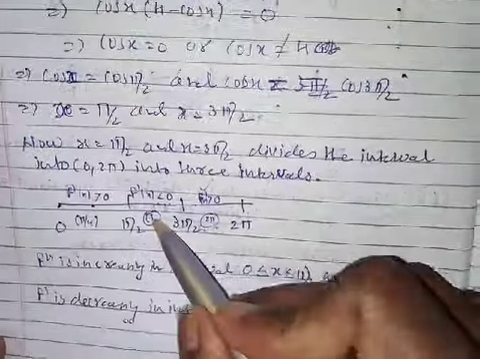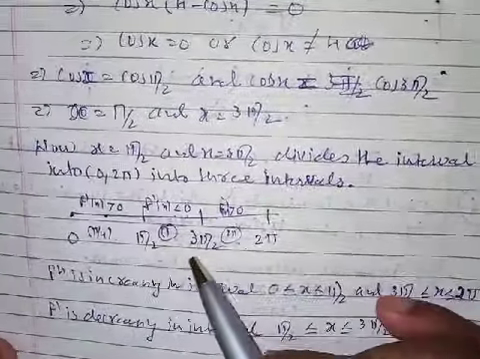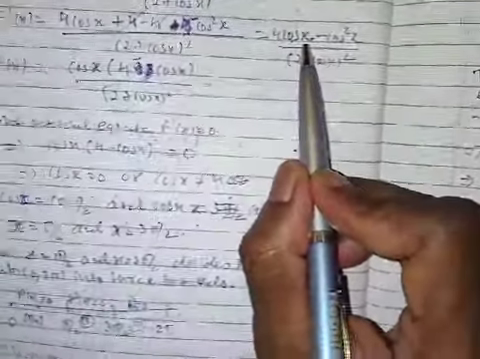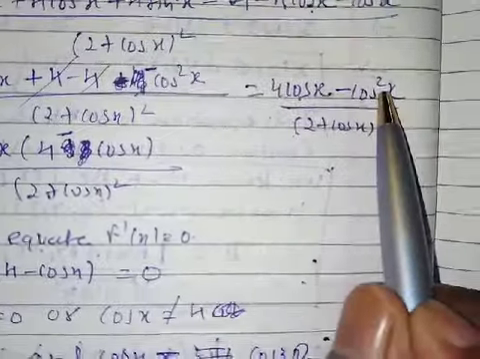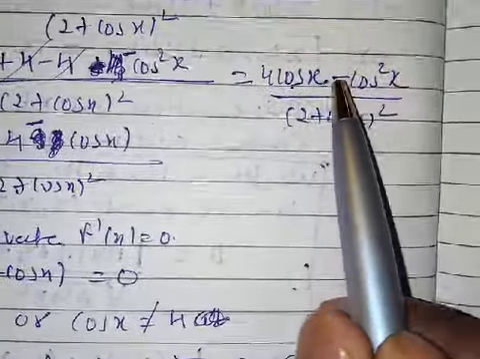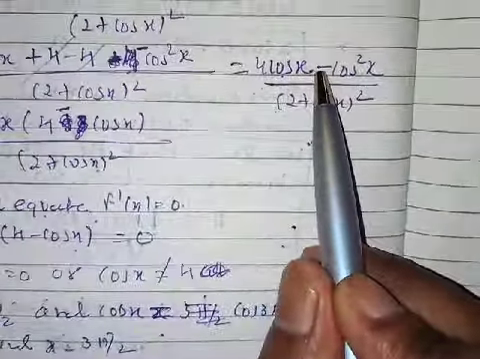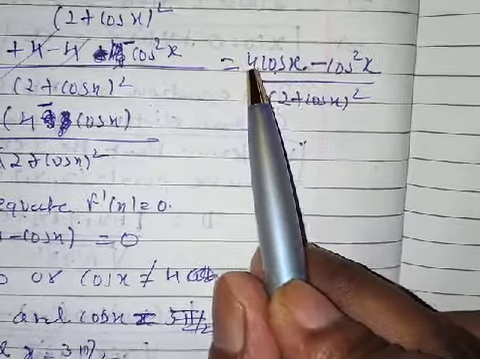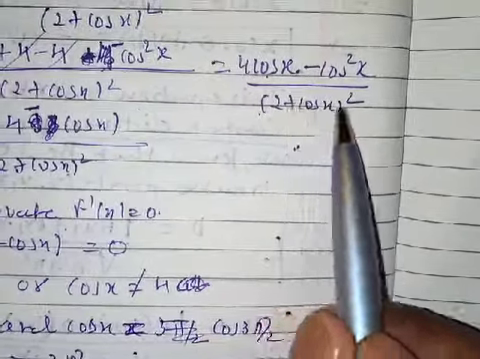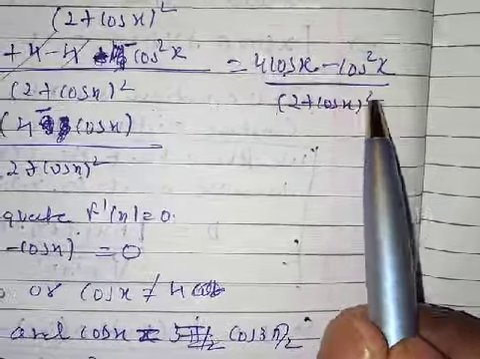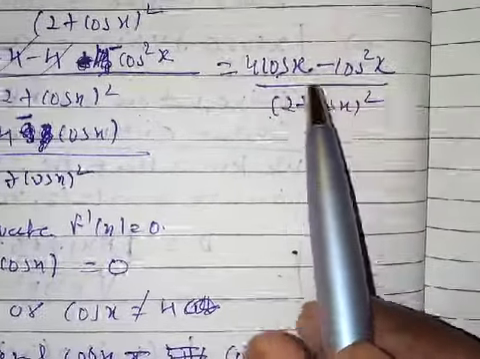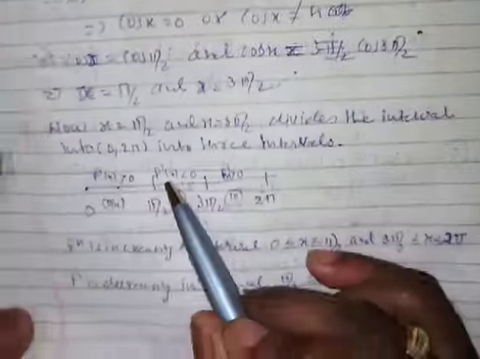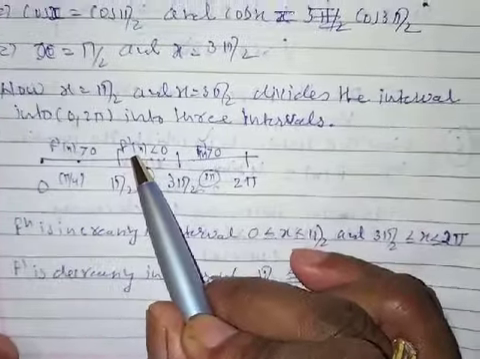Now in the interval pi by 2 to 3 pi by 2, take the value pi. Substitute pi here. Cos pi is minus 1, so minus 4. This is minus 1 whole square, so it will be plus. So 4, understand? Minus 1 whole square. So minus and minus, this will also become minus. So minus 5. This is a square, so it is positive, because any number squared becomes positive. But here is minus, here also minus, and it becomes minus 5, so it implies that f dash of x is less than 0.